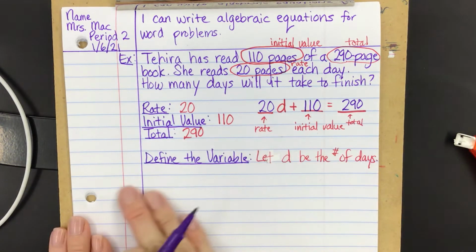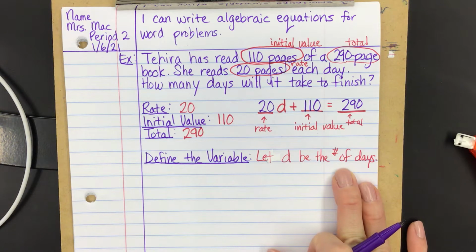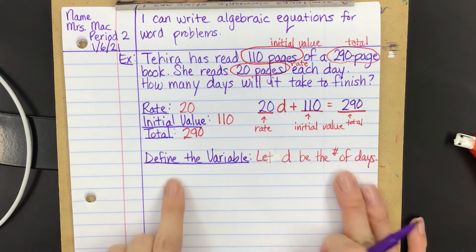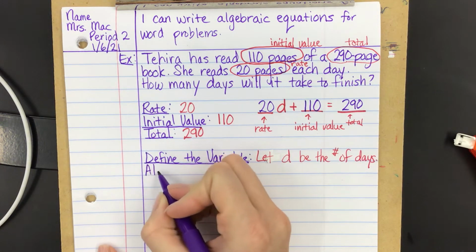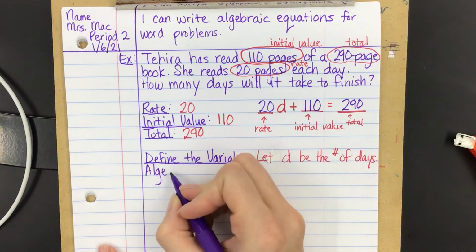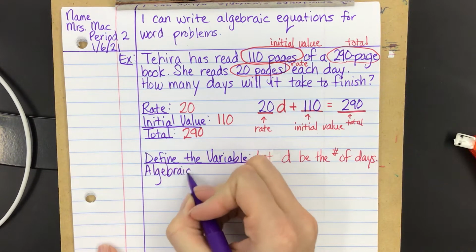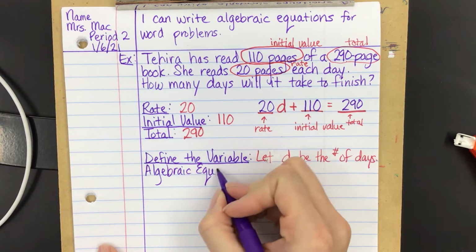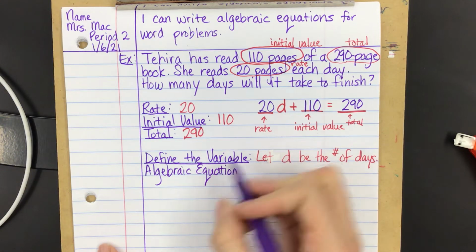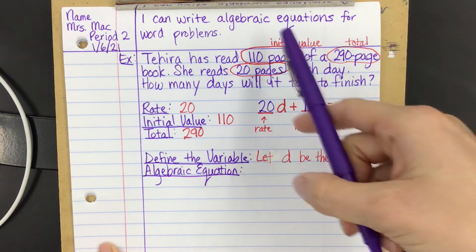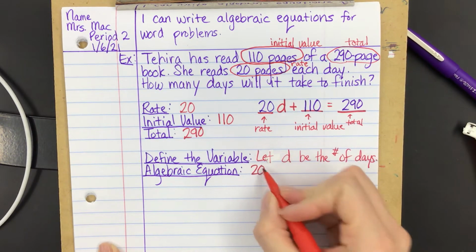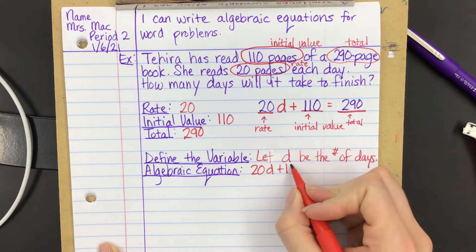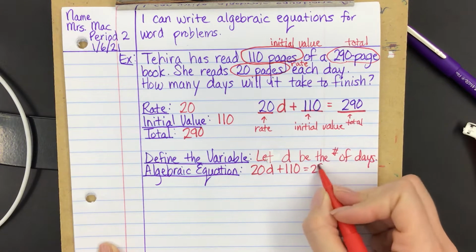Now, when you're doing your homework, or on a quiz, on a test, whatever it is, I need 3 things from you. I want you to define the variable. I want you to write an algebraic equation. Okay, so in this case, that's what we did right here. This is your algebraic equation. You have 20d plus 110 equals 290.